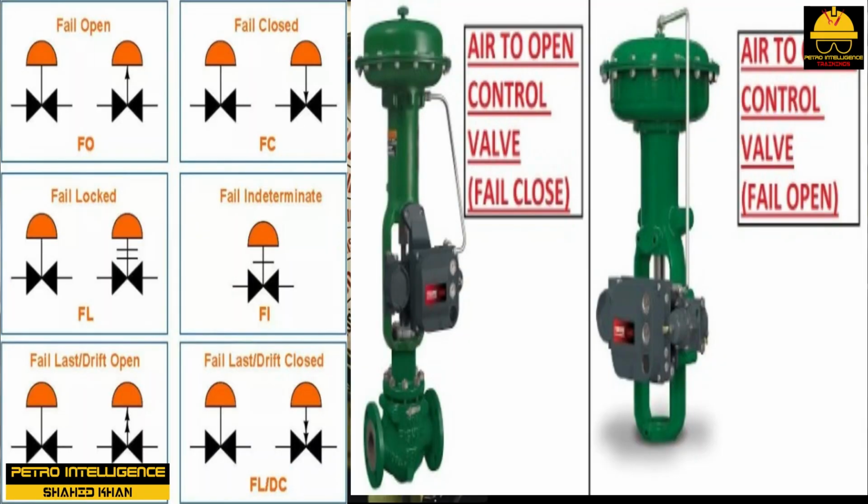Air to open, spring to close. Fails in the closed position if air system goes down. Air line is typically located on the bottom of the dome. Air to close, spring to open. Fails in the open position if air system goes down. Air line is typically located on the top of the dome. Double acting, no spring. Air lines located on both sides of the dome. Fails in last position. Air pressure to diaphragm is locked on instrument air failure.